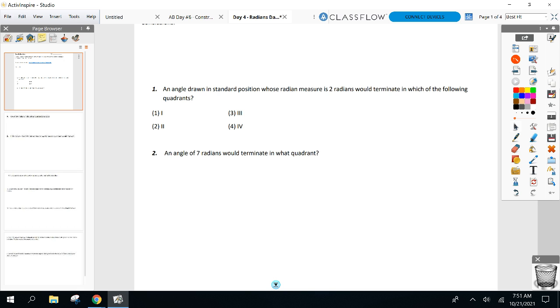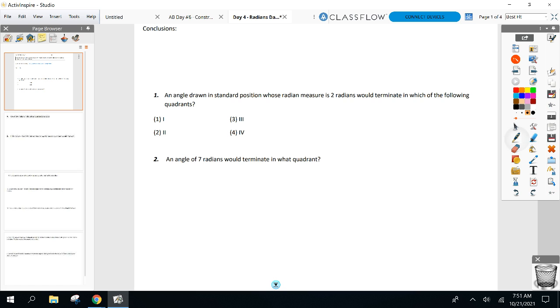Well, I really don't know what the quadrants go by in radians, right? But I do know what the quadrants go by in degrees. So suggestion for me with 2 radians, convert it to degrees. So 2 radians equals how many degrees? That's what I'm looking for. But I use the symbol instead. How many degrees? That's what I'm looking for.